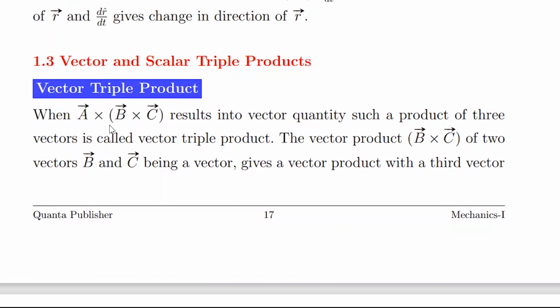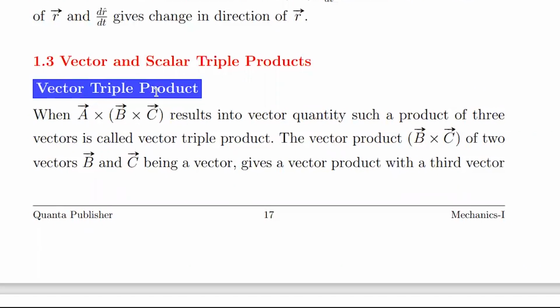Next is the scalar triple product. Like ordinary two vector products, this vector product is also classified into two types of product. First one is scalar triple product and second is the vector triple product. First, we will try to explain the vector triple product.